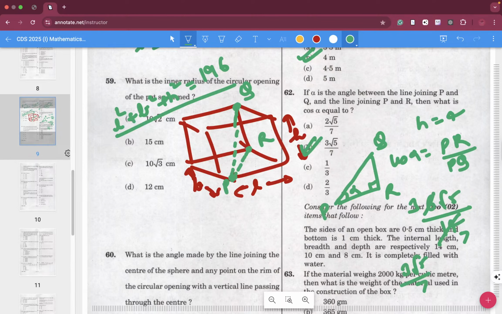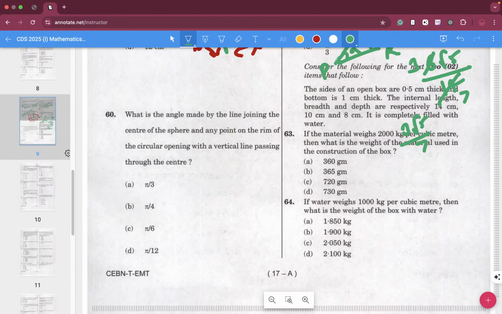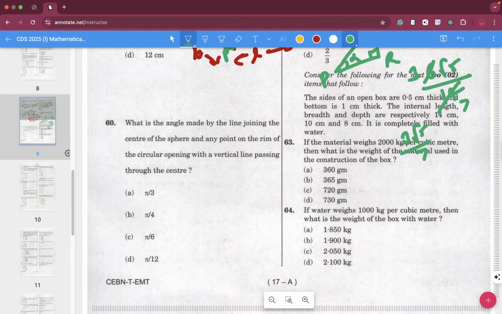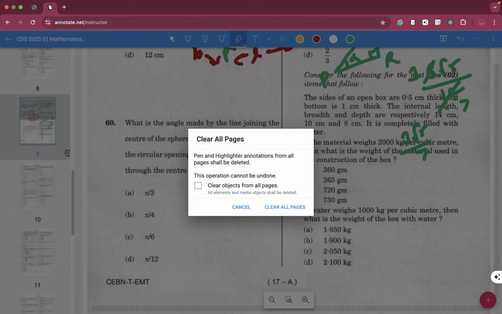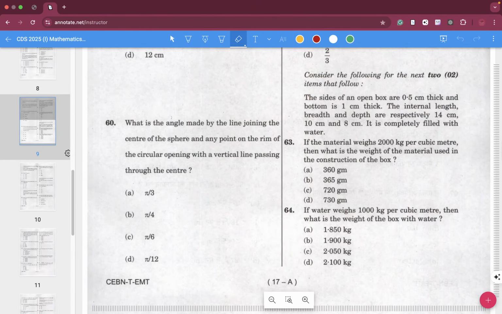Now the next question that is coming is a very interesting question. The way I am going to solve this question, kindly look how exactly I am solving it, because this is a very interesting question. So this particular question: the sides of an open box are 0.5 centimeter.